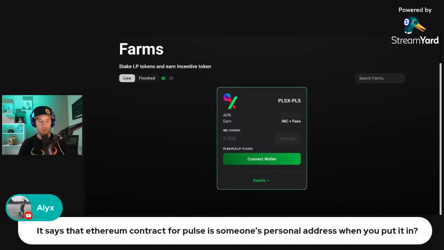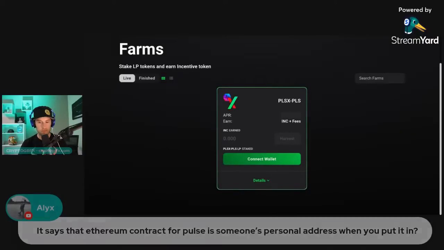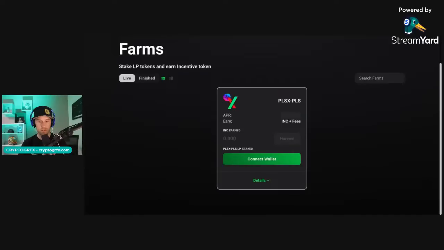It says the Ethereum contract for Pulse is someone's personal address when you put it in. I don't know what you're doing, my friend. This is the Ethereum contract for Pulse. Yeah, I'm not sure what you're referring to.